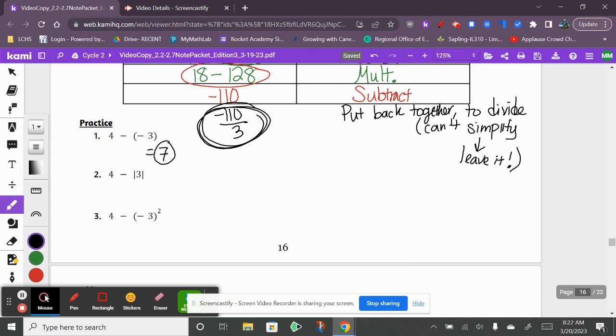For number 2, the only operations that we have here are subtraction and an absolute value. So absolute value comes first because that's our grouping symbol. So I'm going to first evaluate the absolute value. The absolute value of 3 is just 3 because it's 3 away from 0 on the number line. So I would just have 4 minus 3. I no longer need the absolute value symbols because I took the absolute value of it. Now I just have subtraction left, so 4 minus 3 gives me 1 for my answer.